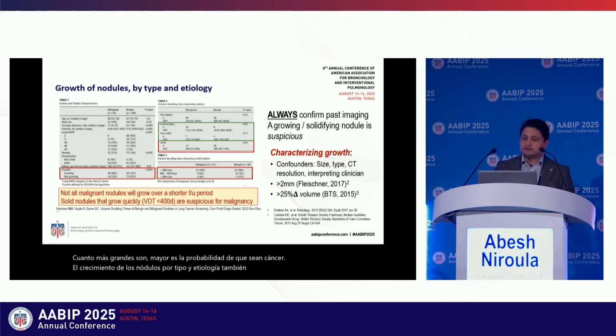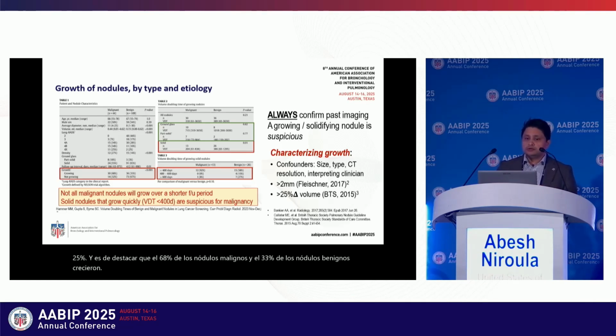In this retrospective study, nodules were measured using semi-automated volumetric segmentation software, where growth was defined as an increase in volume by 25%, and it is noteworthy that 68% of malignant nodules and 33% of benign nodules grew. So it is always important to confirm with past imaging, so that a growing and solidifying nodule is always suspicious for malignancy. However, we're characterizing this growth based on confounders, size, type, and CT resolution, and interpreting clinicians with patient history is really important.